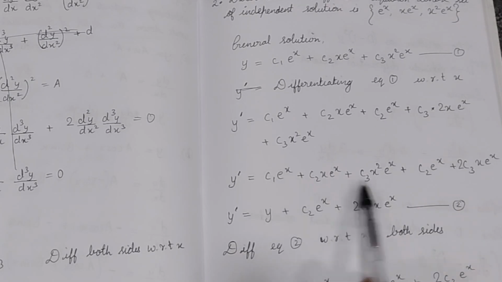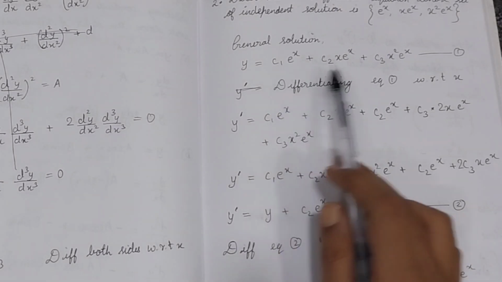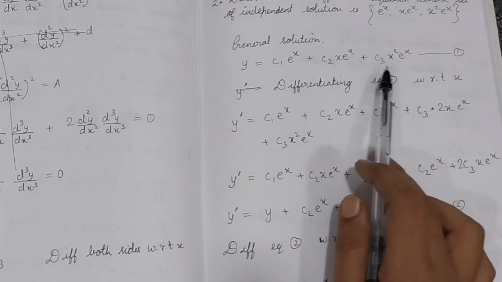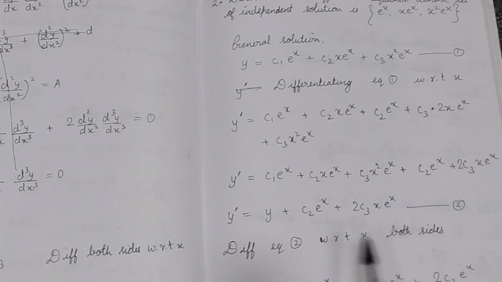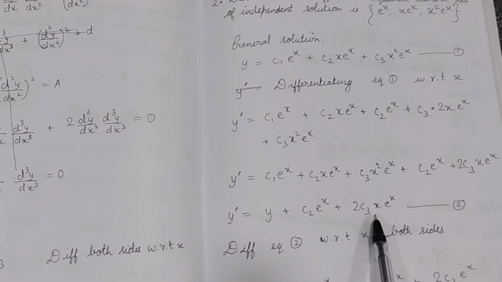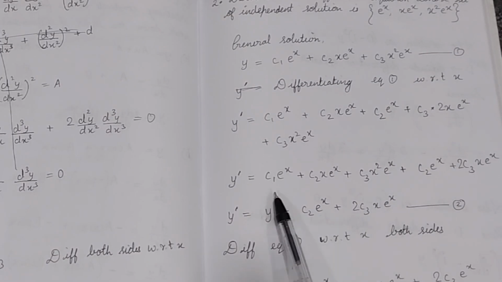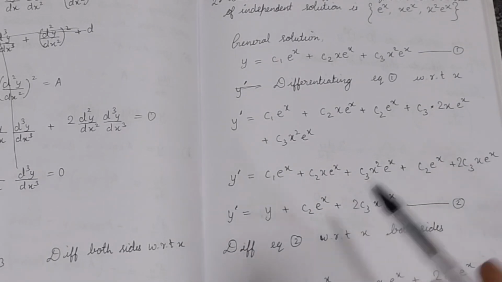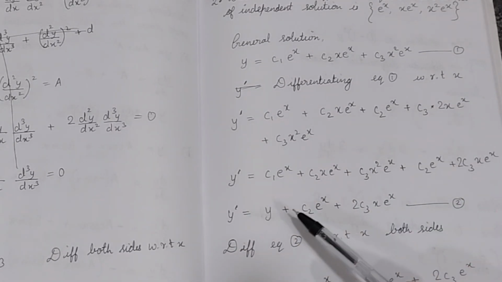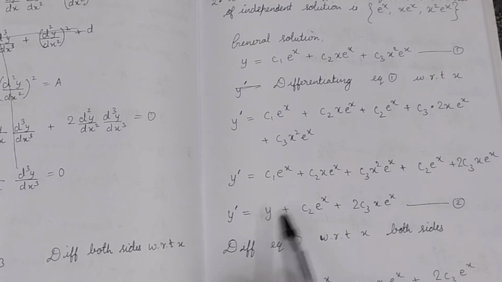Now when you consider the first 3 terms in equation number 1, we can write these first 3 terms as y. So it will become y dash is equal to y plus c2 e raised to x plus 2c3 x e raised to x. So the first arbitrary constant c1 is gone now. Means it is not gone directly. Here we eliminated it, just think like that.